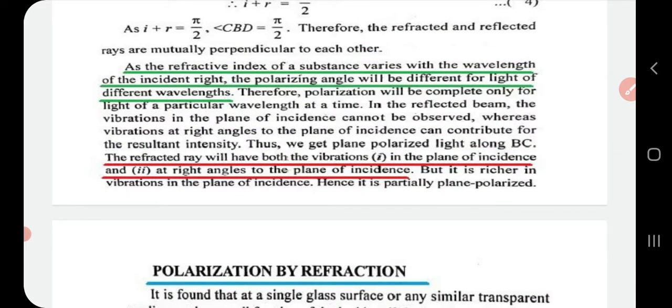That is, the refractive index of the substance actually varies with wavelength. So similarly, the polarizing angle will also be different for lights of different wavelength.